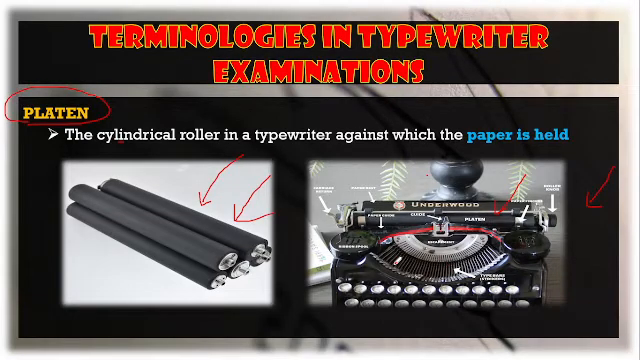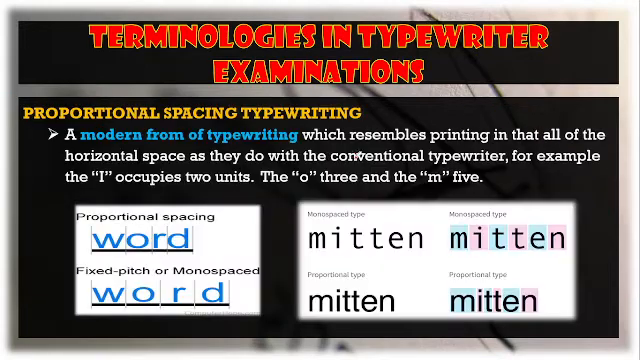And of course, that is where the typeface as well as the typewriting ribbon might be having contact with. But to be specific, just take note, this is the one that holds the paper. And we have here the term proportional spacing typewriting. So this is a characteristic of a modern form of typewriting. So ano yung dahilan kaya natin nasabi na yan ay modern? Or ito yung mas prefer natin, this contemporary period.